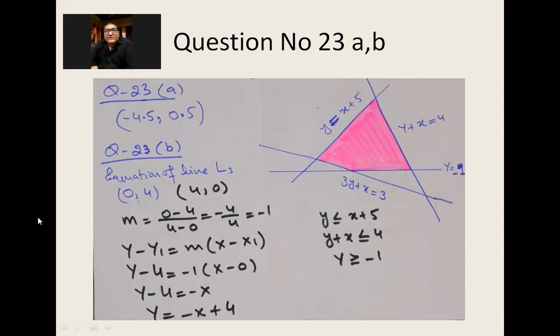Then I will apply the formula y minus y1 equals m bracket x minus x1. So I will put the first point. Here the y1 value will be 4 and the x1 value will be 0. So y minus 4 equals m value minus 1 bracket x minus 0. So you open that bracket, y minus 4 equals minus x. So y equals minus x plus 4. So that is the equation of line number 3. You can also write it like y plus x equals 4. So that is line number 3.